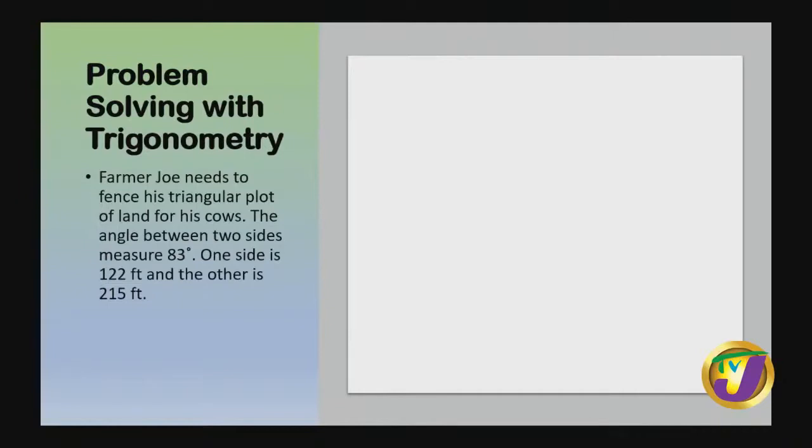So we're given two sides and an included angle, because it says the angle between the two sides measures 83 degrees. So how do I draw this plot of land? It's a triangle. Can I tell if it's a right triangle? It didn't say that. It just gives us the angle between the two sides. So let's establish that and then we can join and see.